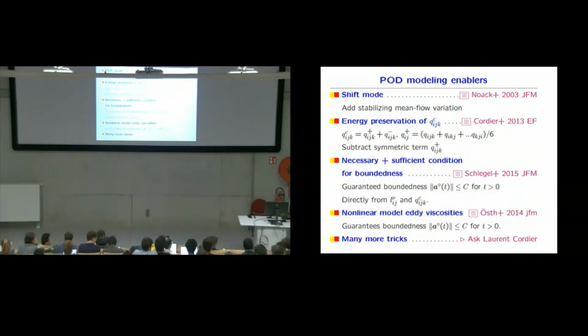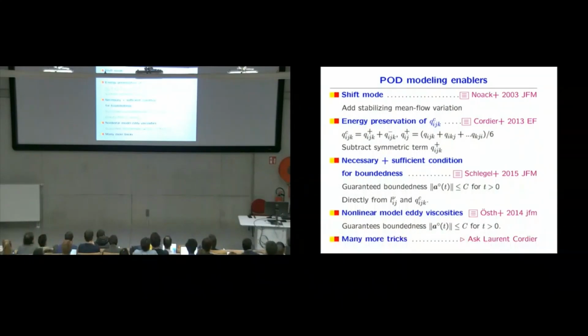And even the first model, the model of Nadine Aubry, has included something like the shift mode. Essentially, she has always recomputed the mean flow, the base flow, as a function of the fluctuation which she has resolved. So she had the cubic terms explicitly in her approach.